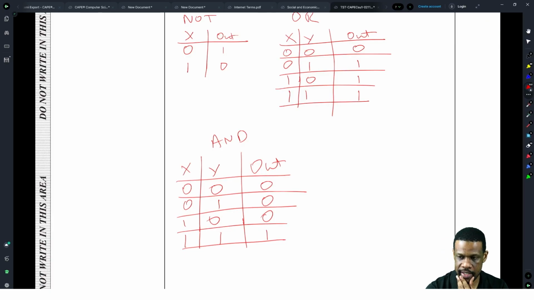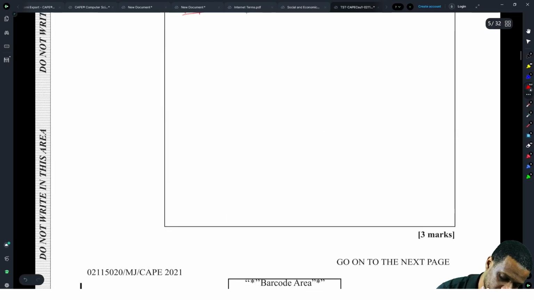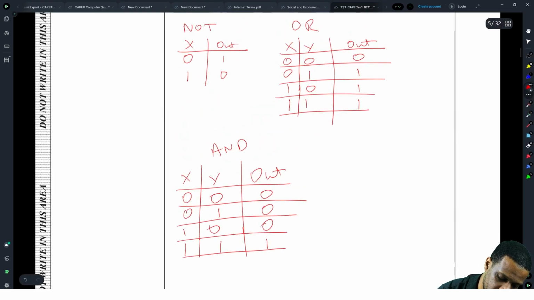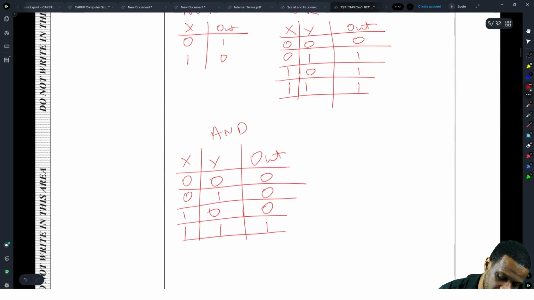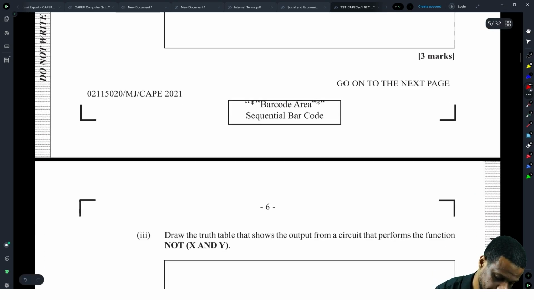That is that. Each one of those is how many marks? 3 marks. It's kind of strange, eh? Like drawing a diagram and labeling it is 3 marks, and then doing a whole truth table for it is 3 marks also, 1 mark for each. But hey, we're taking it.